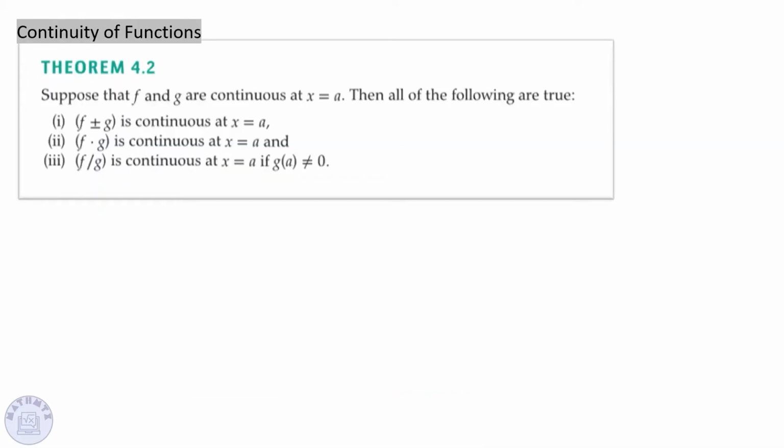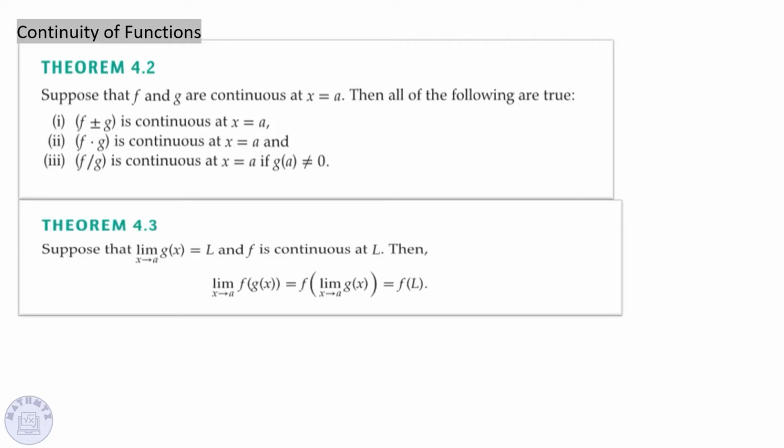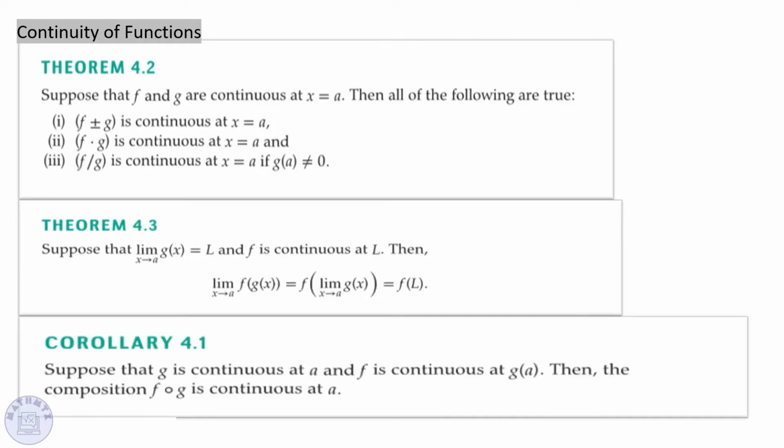Moving to the next theorem. If we have two functions continuous at a certain point, the sum of these two functions is also continuous at this point. The multiplication and the division are also continuous. Of course, g of x should not be equal to 0. On the next theorem, we are interested in the corollary, which says if g of x is continuous at a and f is continuous at g of a, then the composition f after g is continuous at a. So again, the composition of two continuous functions is continuous.